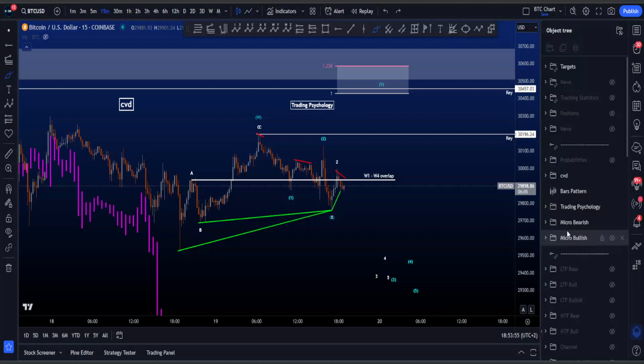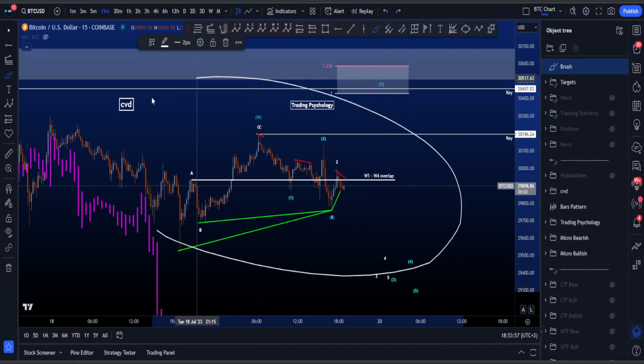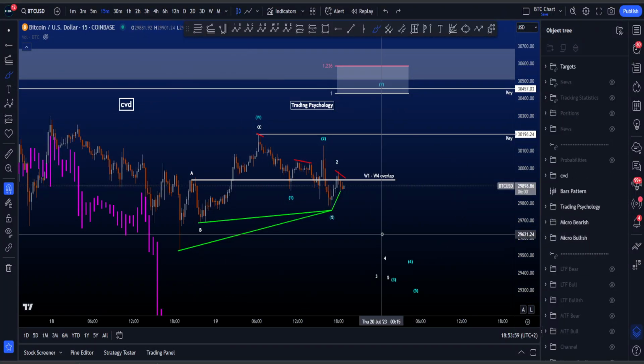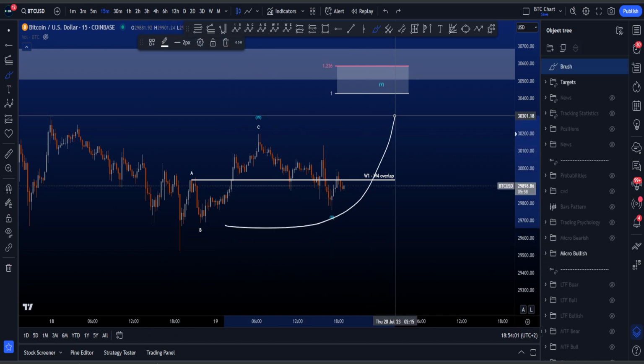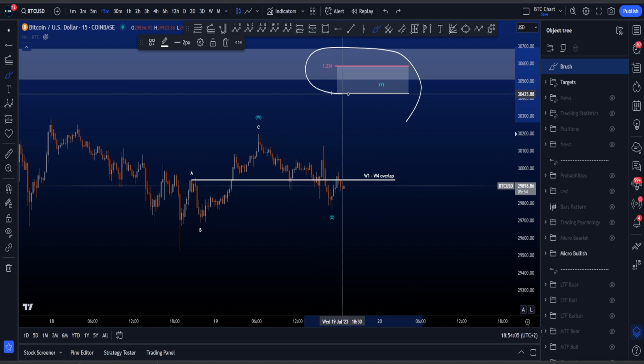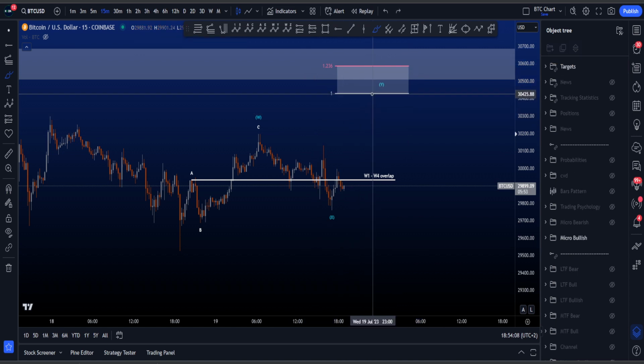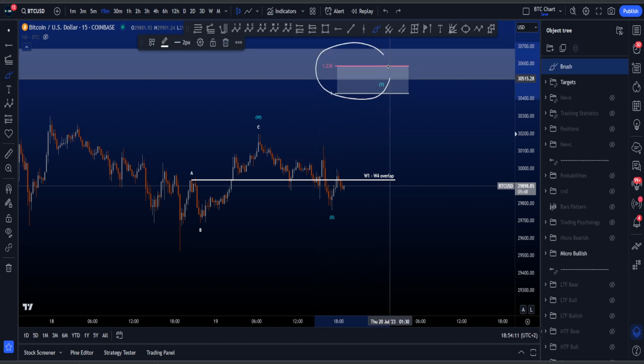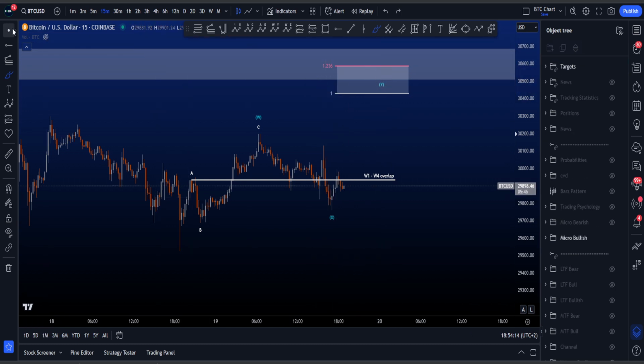Hi everyone, let's go over my micro, bullish and bearish Elliott Wave scenarios on Bitcoin. Starting with the micro bullish scenario where we're looking for a move towards the upside in a WXY, where the most common target area for wave Y is between 30.4k and 30.6k, which is also a nice confluence with the white resistance area that we have over here between 30.5k and 30.7k.